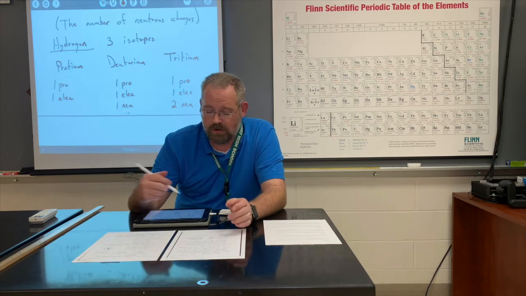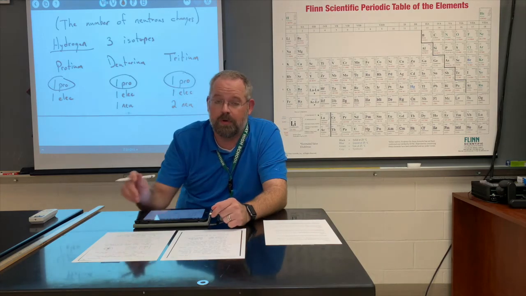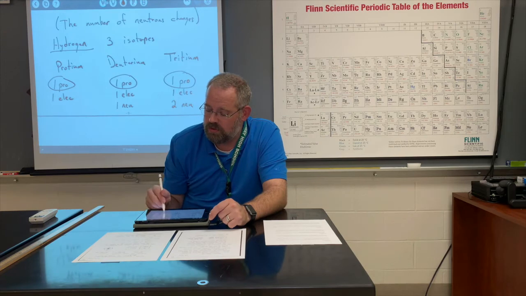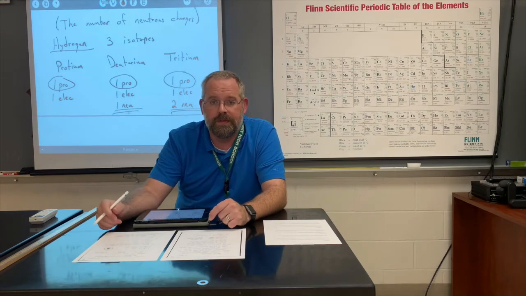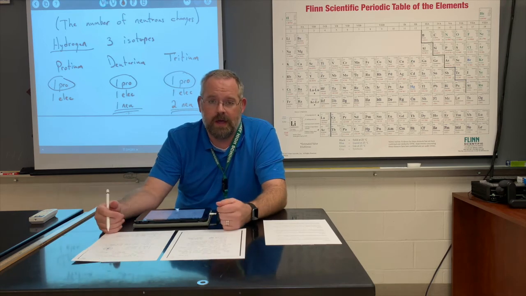Now, it's important to understand that an isotope changes an element. These are all hydrogen because they all have 1 proton. They all have an atomic number of 1. But because the neutrons are changing, that's what makes it a different isotope of hydrogen. Okay?